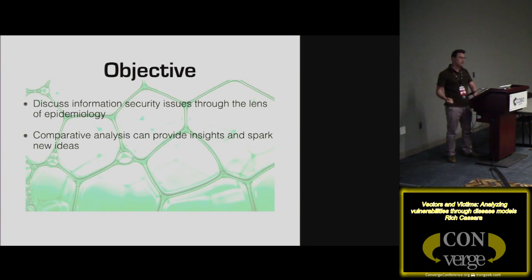The objective in this talk is that I want to discuss information security through the lens of epidemiology, which is the fancy word for studying how diseases travel and spread. And like I said before, comparative analysis of things can give a lot of insights and spark ideas in people that may not get them from a more dry, technical, straightforward talk. If we take things that we know about and think about how they compare to different areas in interesting ways, we can come up with some new, fresh things to do.